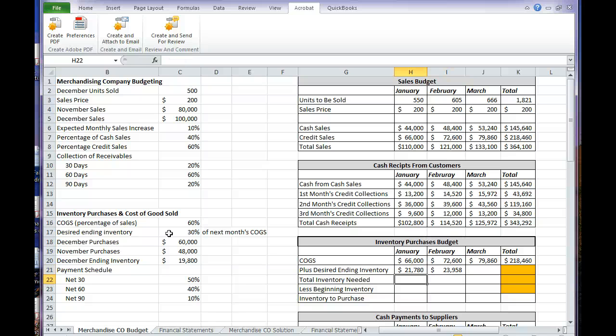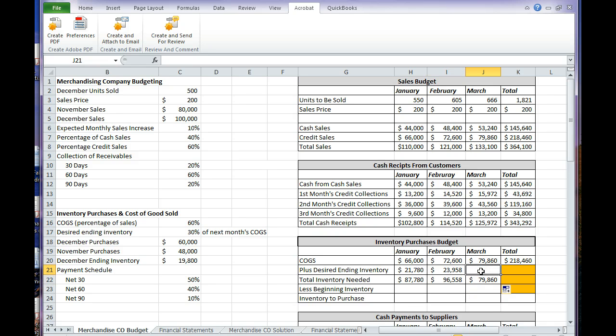Now let me back up here. Total inventory needed. Think about this, right? Here's what I'm selling. I'm selling it and it's leaving the warehouse, so I need it if I'm going to sell it. And I want this left over. So what I'm selling plus what I want left over is what I need. Kind of makes sense a little bit, right? Here's what I'm selling. Here's what I want sitting around the warehouse. So I know I need that much.